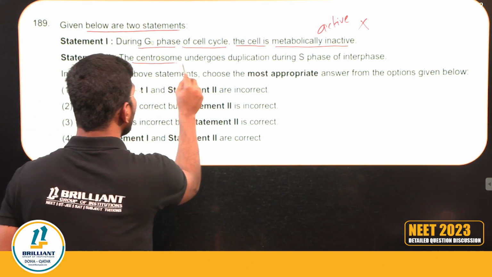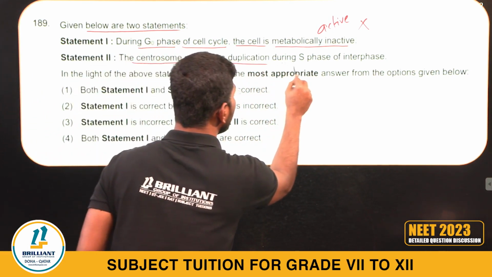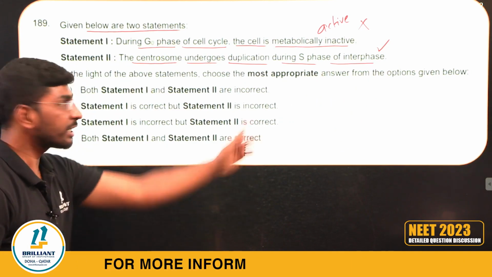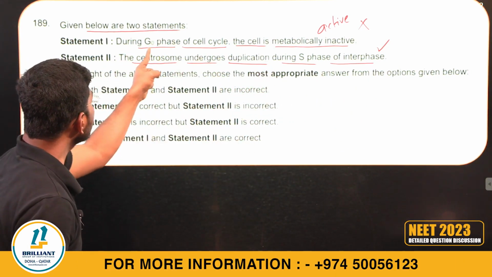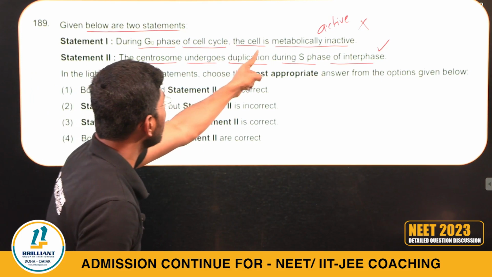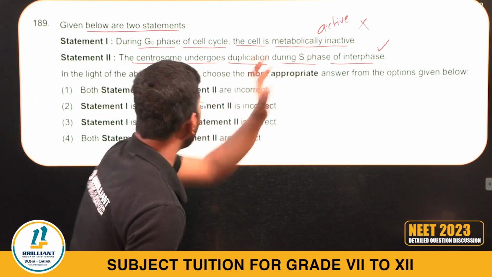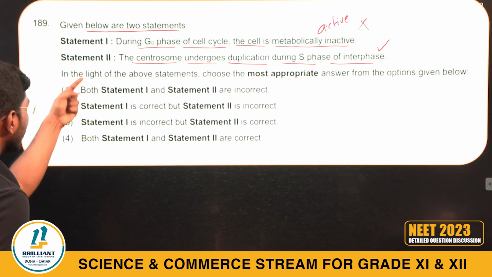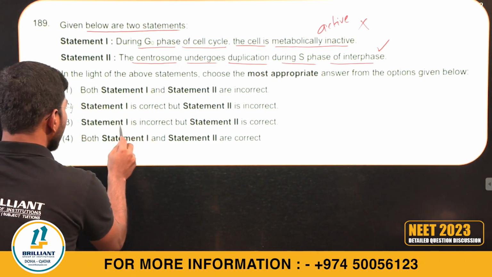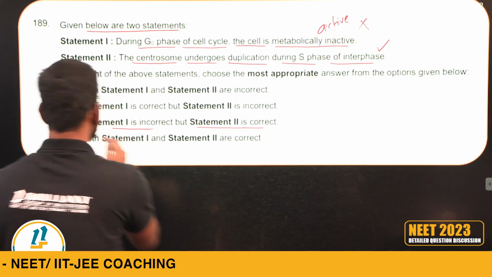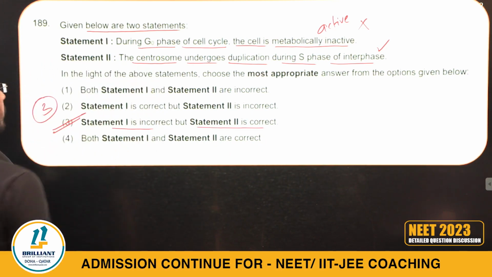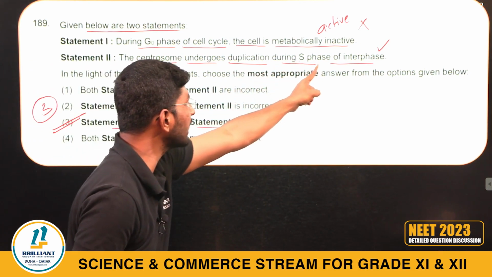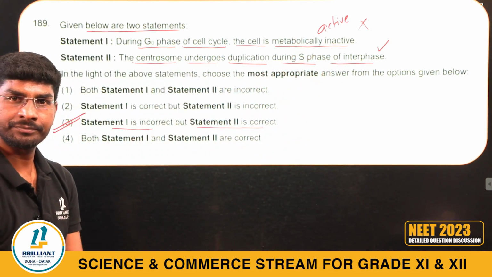Statement 2: the centrosome undergoes duplication during S phase of interphase. Right, the statement is correct. Statement 2 is correct. In G0 phase the cell is metabolically active, so statement 1 is incorrect and statement 2 is correct. So I can go with option 3. The centrosome undergoes duplication during the S phase of interphase.